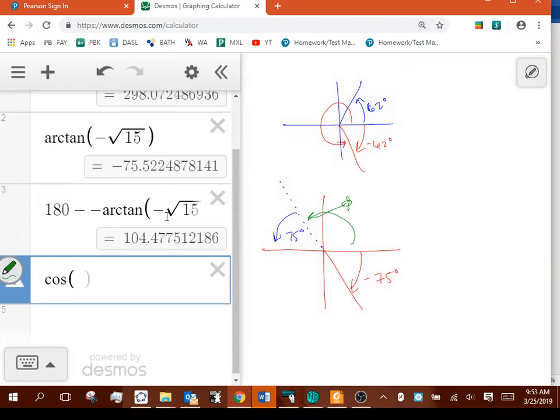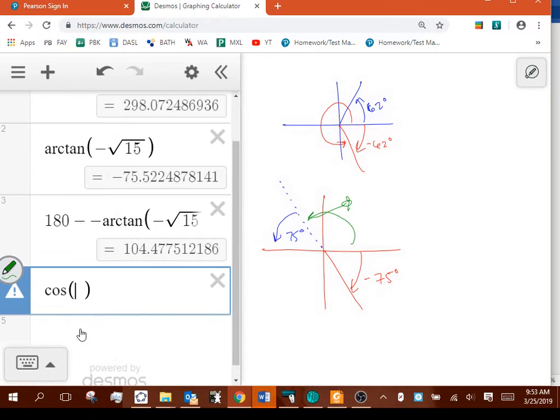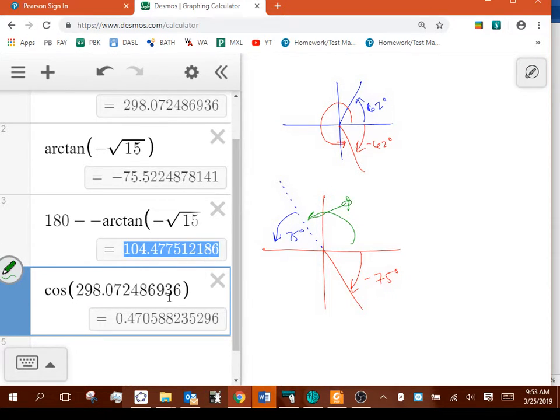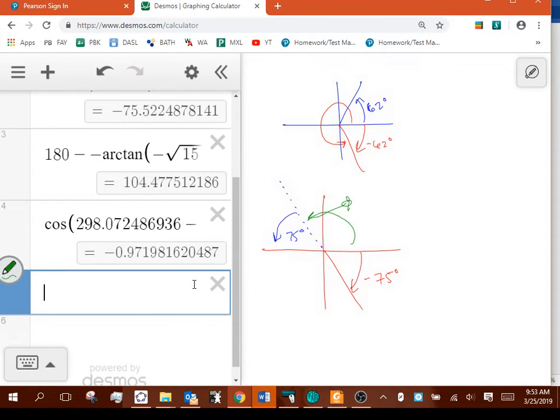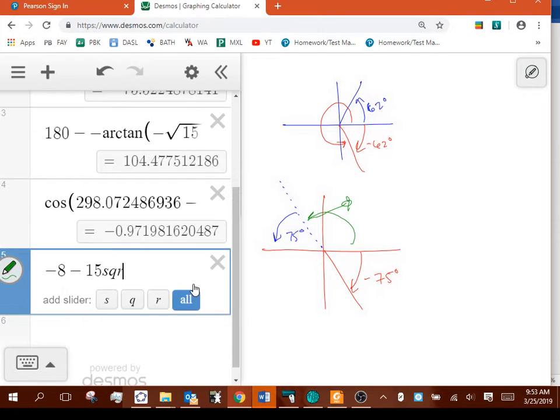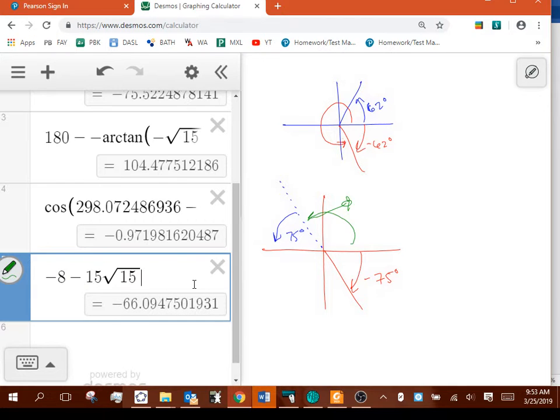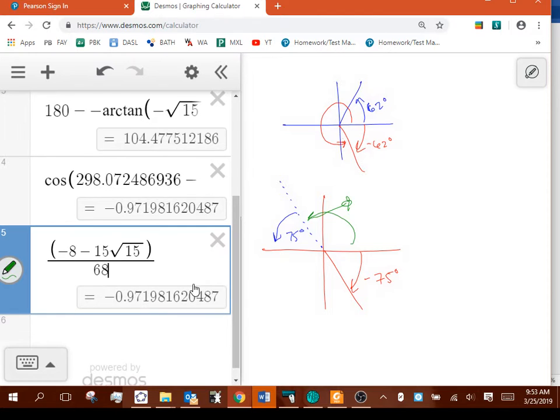So the cosine of theta minus phi should be that number there. Does that make sense, everybody? Okay. So if cosine of theta minus phi is that thing right there, but we found it to be negative 8 minus 15 square root of 15 all over 68, are those two numbers the same? Yeah. Okay. Now, I'm not just getting those numbers by happenstance, right? We've done some work there to prove that what we have accomplished with that negative 8 minus 15 root 15 over 68 is the exact answer for cosine of 98.072 minus 104.477, okay?